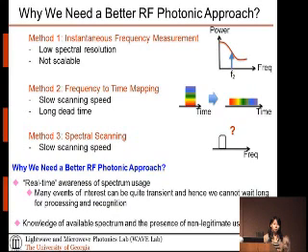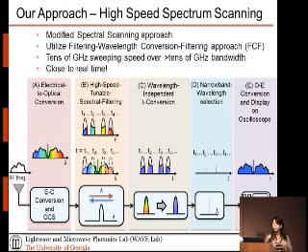So why? Back to our motivation: the real-time awareness of spectrum usage that we need, and the knowledge of available spectrum and presence of non-legitimate users. So here I would like to show you my approach, which is a modified spectrum scanning approach, which utilizes filtering, wavelength conversion, and filtering techniques, and tens of gigahertz sweeping speed over tens of gigahertz bandwidth will be obtained. So it's not really real time, but it's really close to real time. And this is the architecture of the approach.